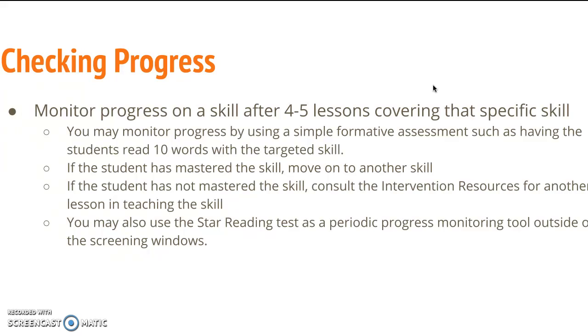So I would encourage you just to use a simple formative assessment. This is nothing fancy. This could be just a list of words that you've written on a page with that skill, that specific targeted skill. If the student can read 10 of those words, 8 of those words without any trouble, they've probably mastered that skill. And it's time to move on to the next skill on the STAR report. If they have not mastered the skill, it's time for you to rethink your lessons and maybe use another resource to intervene and try another way of teaching, try another strategy, okay?